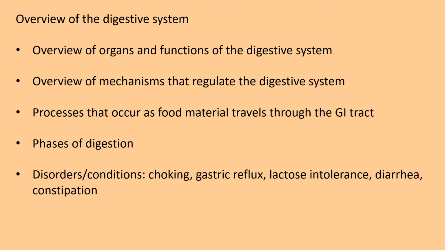And what we have left to cover here is the phases of digestion. So previously we've covered an overview of the organs and the functions of the digestive system. We talked about mechanisms that regulate the digestive system. That will come up again today. And then we talked about the processes that happen as food material travels from the mouth to the rectum and the anus. We're going to pick up with the phases of digestion, and we have previously covered this last bullet point here.